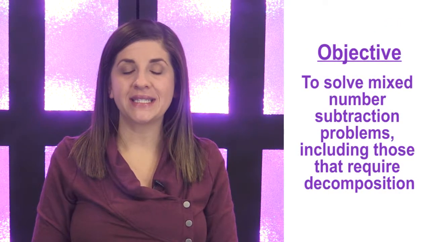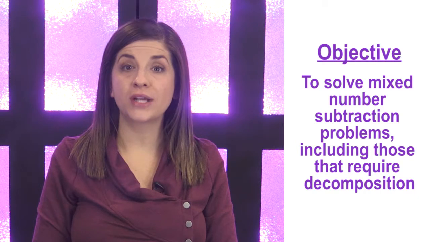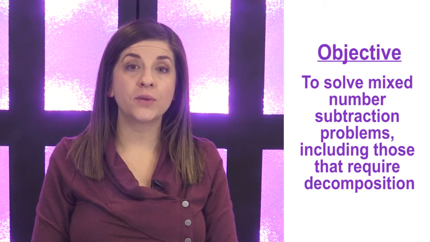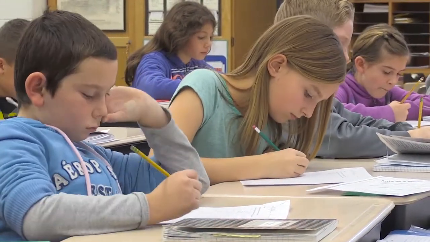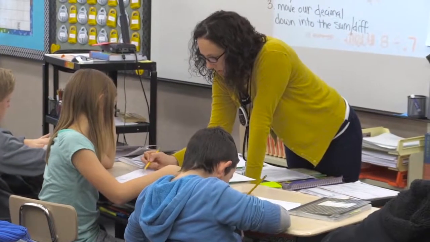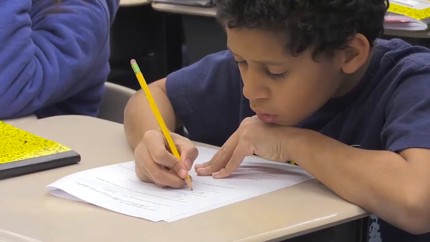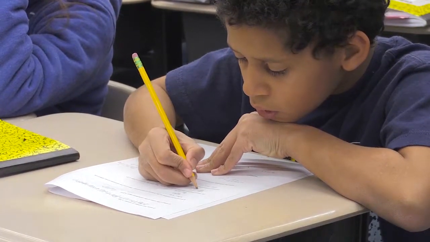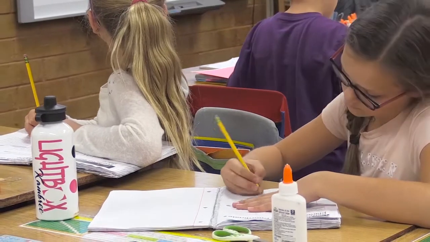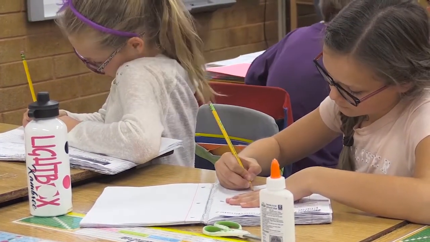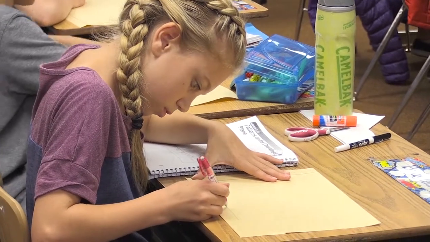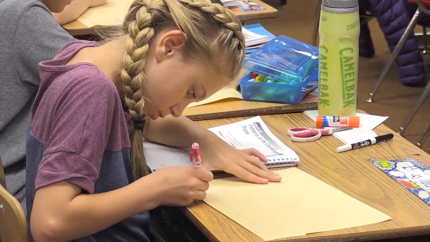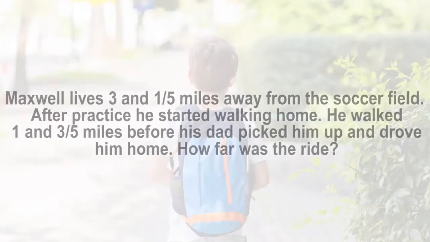The objective of this lesson is to solve mixed number subtraction problems, including those that require decomposition. In previous lessons, students learned strategies for solving mixed number subtraction problems that required decomposition. Today, they will continue to practice different strategies in order to solve problems involving subtraction with mixed numbers, where the subtrahend and minuend will both need decomposition. Let's begin with our first problem.